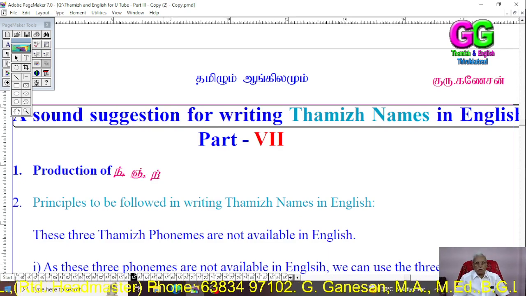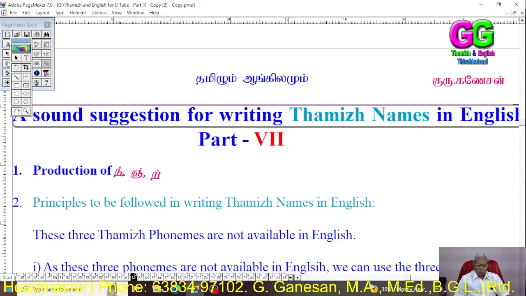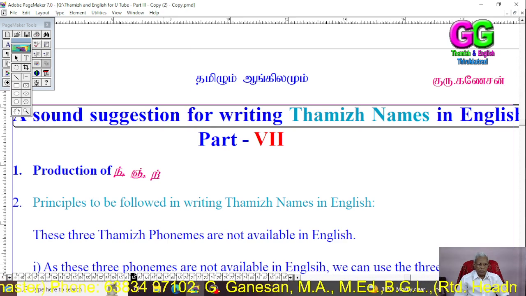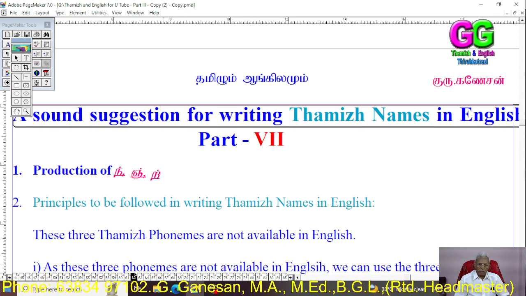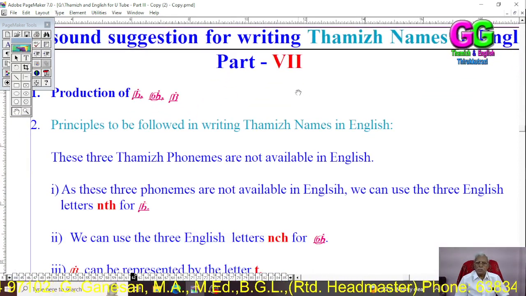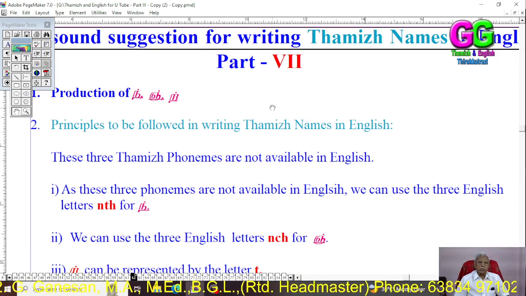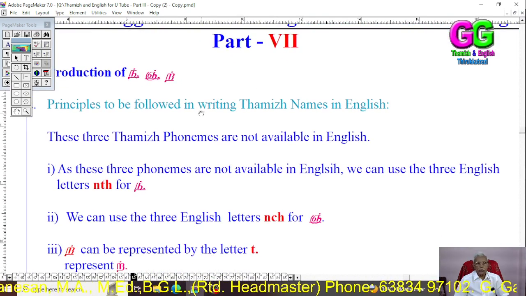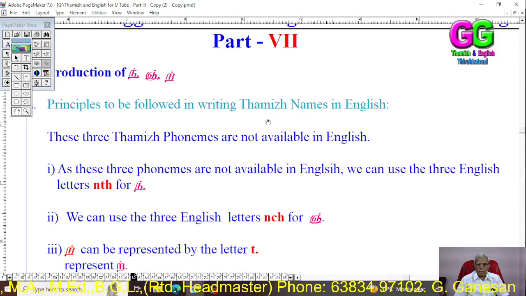Some suggestions of writing Tamil names in English. Part 7. Producing these three phonemes. First we will see the nature of these three phonemes and then we will see how these three phonemes are produced. Principles to be followed in writing Tamil names in English.